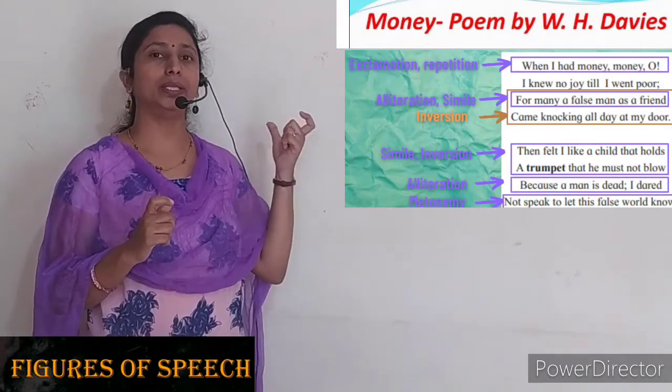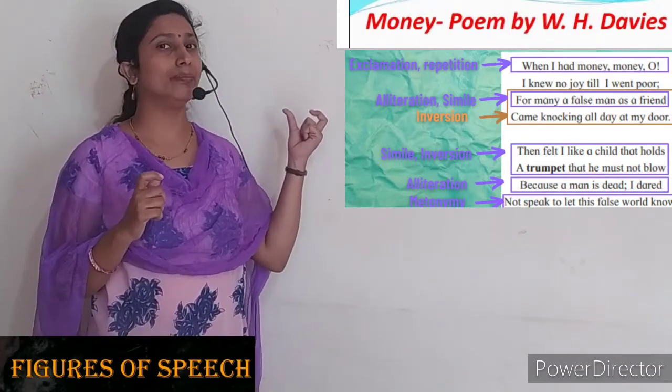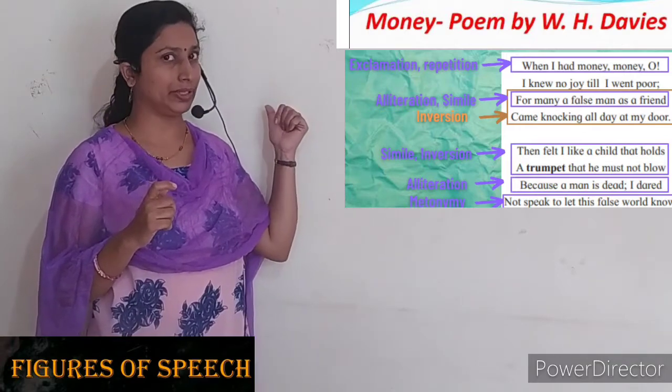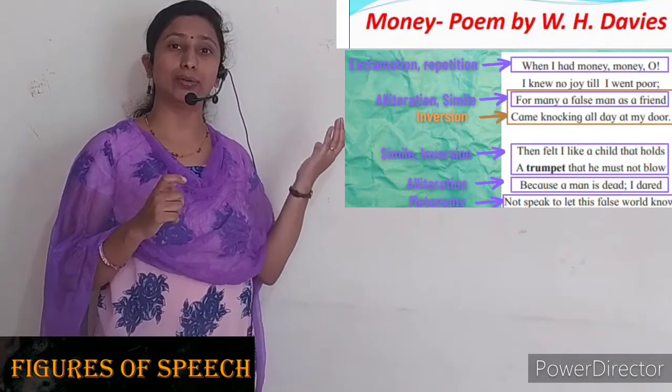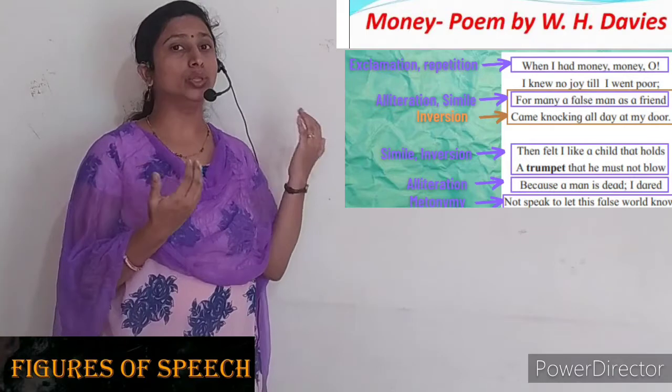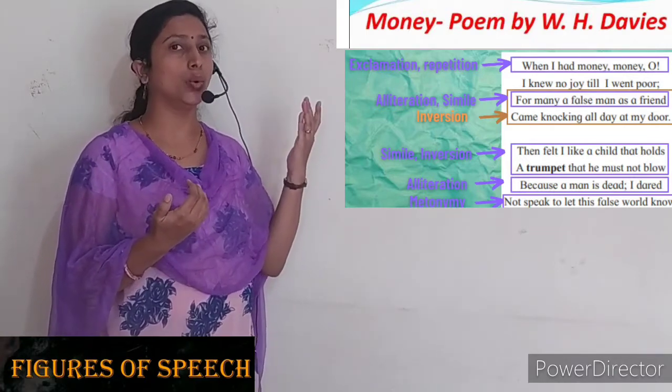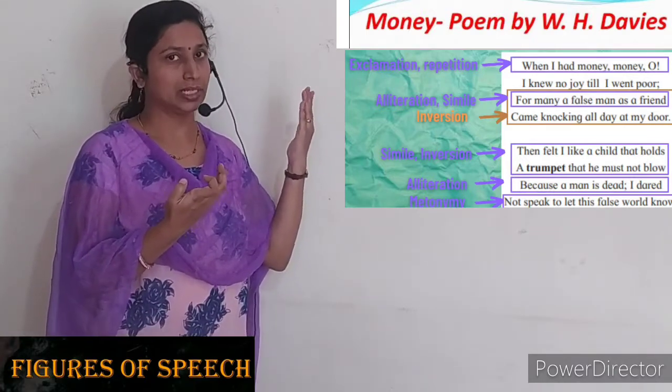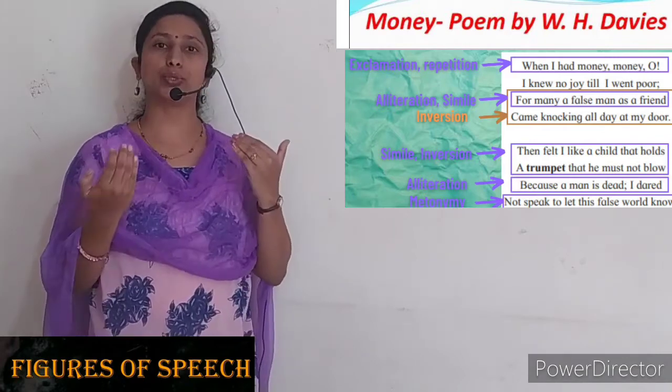या पहिल्या लाईनमध्ये दोन फिगर ऑफ स्पीच होत आहेत. पहिलं मनी हा शब्द रिपीट झाला आहे त्यामुळे रिपिटिशन आणि मनीला ॲड्रेस करून ही पोएम लिहिलेली आहे. मनीला उद्देशून ही पोएम लिहिलेली आहे. मनी ओ, इन दिस वे ही इज कॉलिंग मनी. दॅट्स वाय इट इज एक्झाम्पल ऑफ apostrophe.